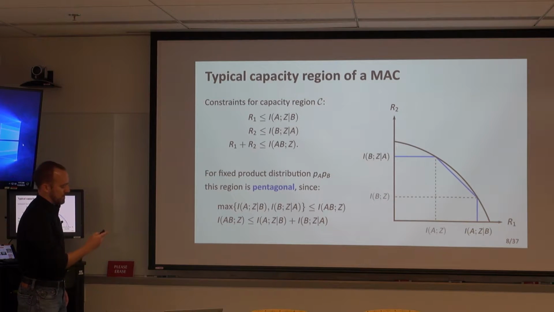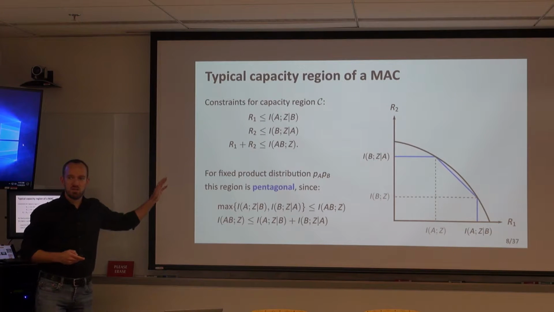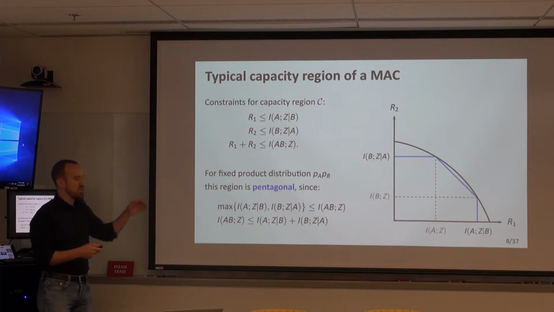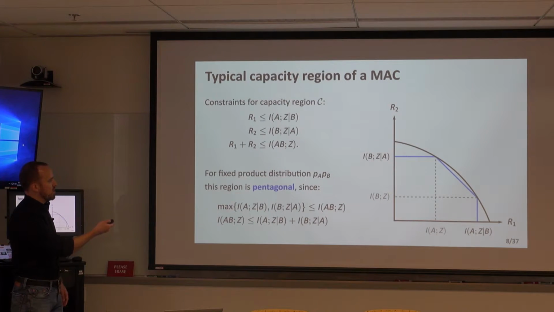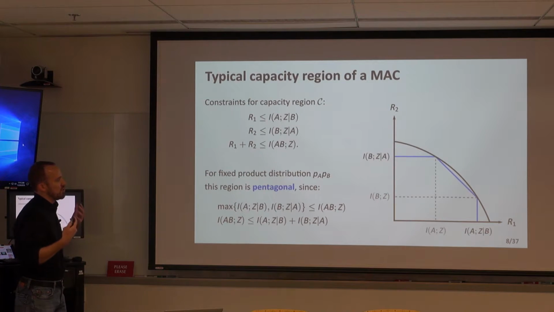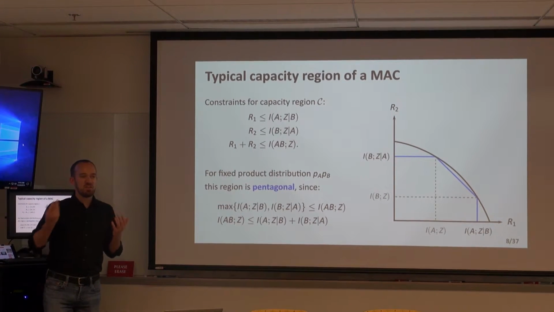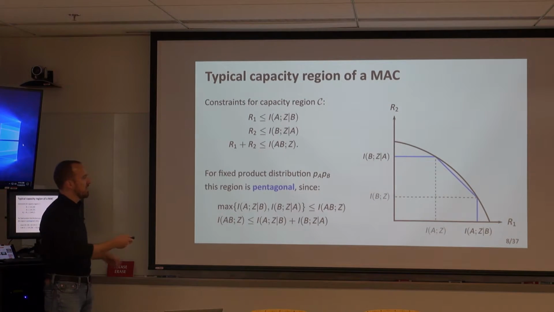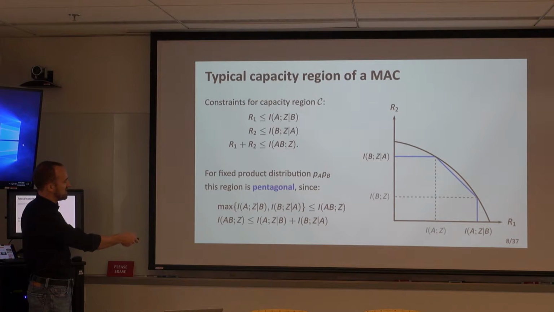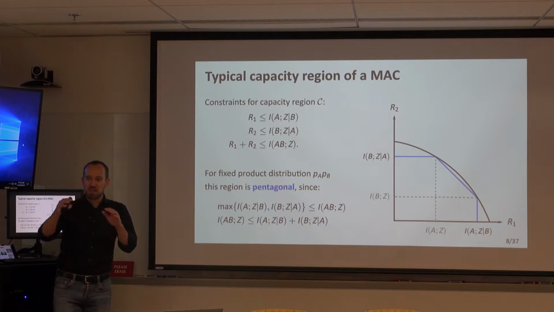So I don't want to dwell too long on this, but this is the general picture. To get an idea of the capacity region of some arbitrary MAC, it's easy because all you do is draw product distributions, and then you evaluate this pentagon, which is just obtained by evaluating these entropic quantities here. And then you do this a couple of times, and then you will get an idea for how the curve might look.